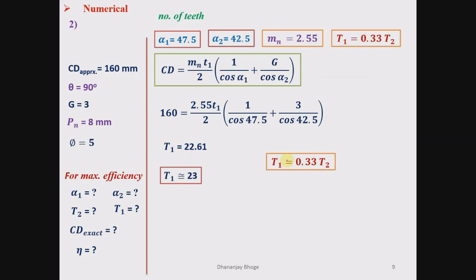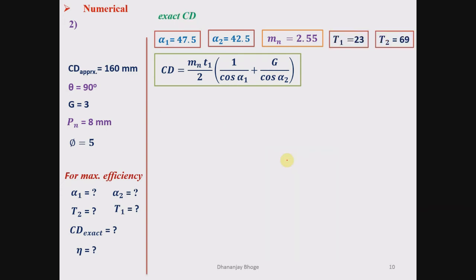G is equal to T2 by T1. So T1 is 0.33 times T2. T2 is 3 times T1. 69, correct? 3 3 is 9, 3 2 is 6. Yes, sir.